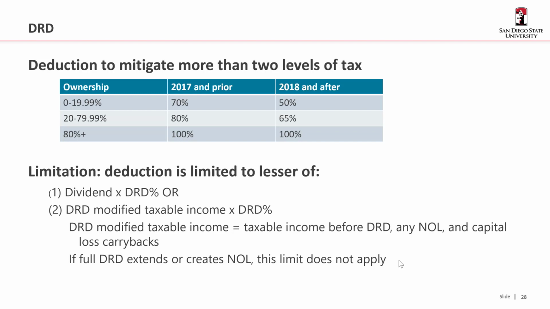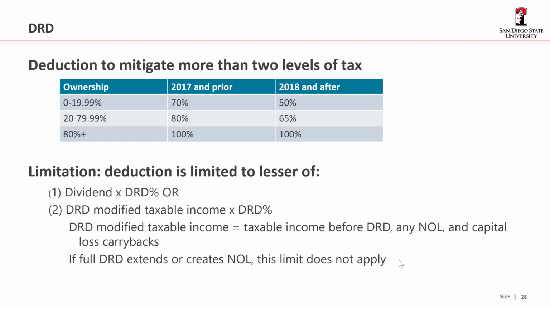There's a limit on the DRD. And that's either the dividend times the DRD, which we'll discover is really just the DRD itself, or DRD modified taxable income times the DRD percent. So what is DRD modified taxable income? Well, that's your taxable income before any DRD, before any NOL carryback, and before any capital loss carryback.